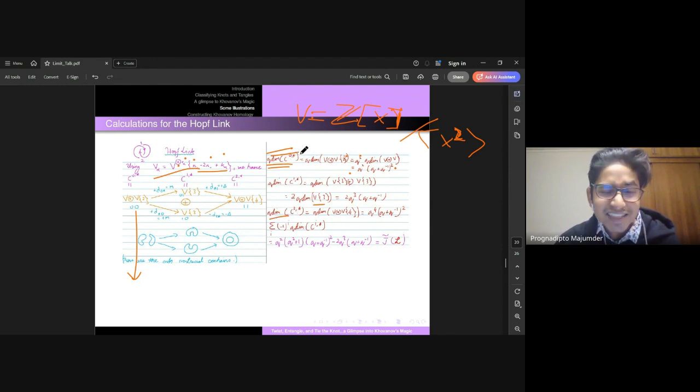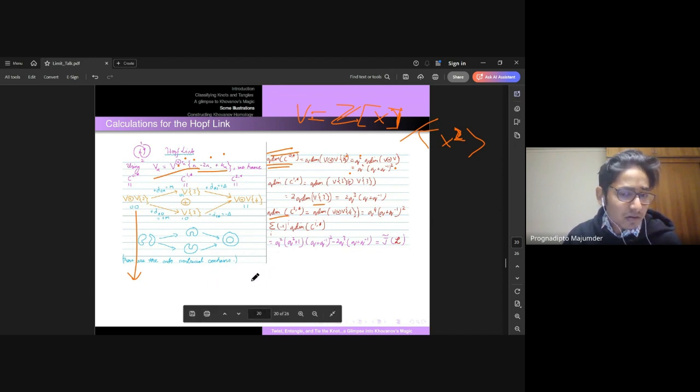Why I've written C0, I don't have time to say, but that's the notation. And over here, you take the Euler characteristic, which is the number of vertices minus edges plus faces.